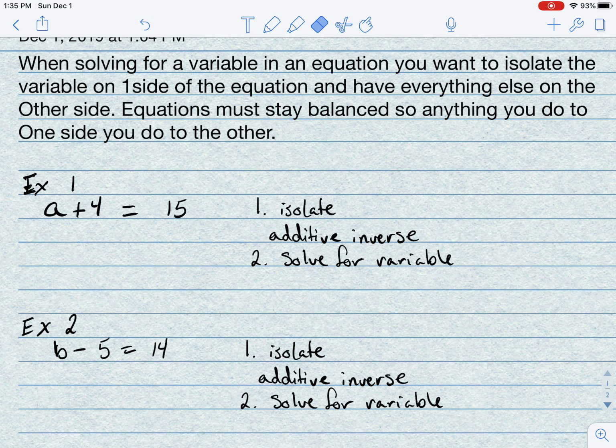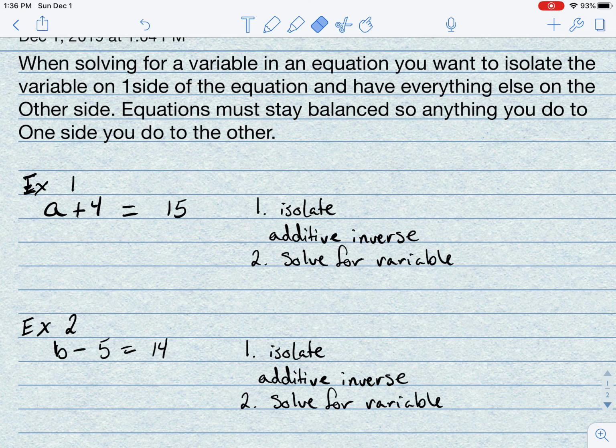All right, when solving for a variable in an equation, our goal is to isolate the variable. We want to get the variable on one side of the equal sign and then what it equals on the other side. And then that's how you solve. So one thing to know about equations is it's set up like a scale or a balanced equation.